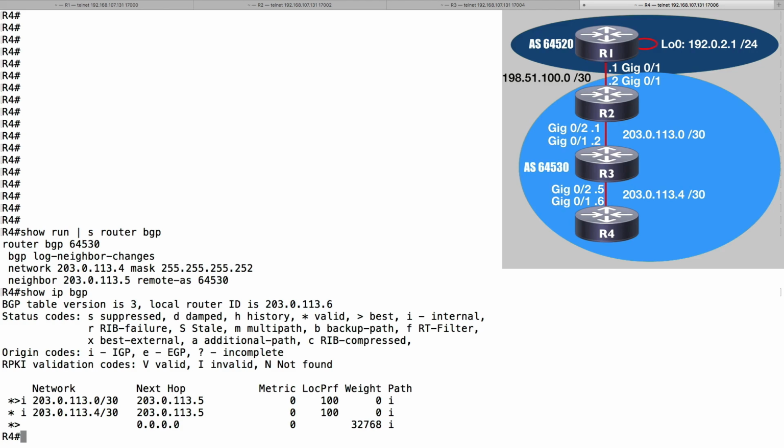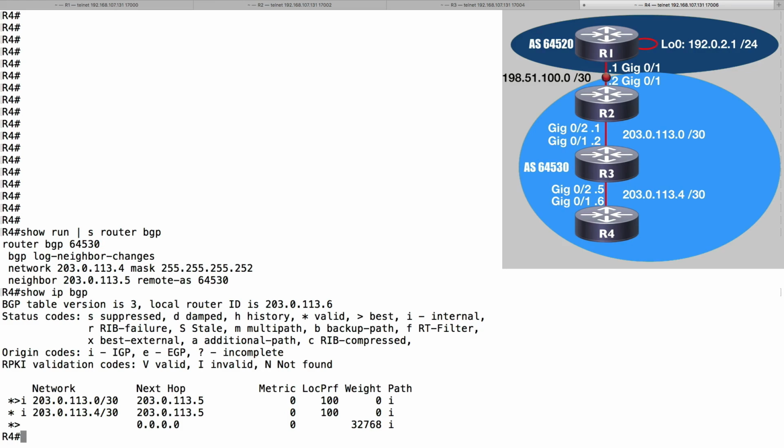Now, an easy way to fix this is we could just make R2 and R4 neighbors. If they're neighbors, we formed a full mesh within our 64,530 autonomous system. Every router is talking to every other router. That would be an easy way to fix it in this situation.